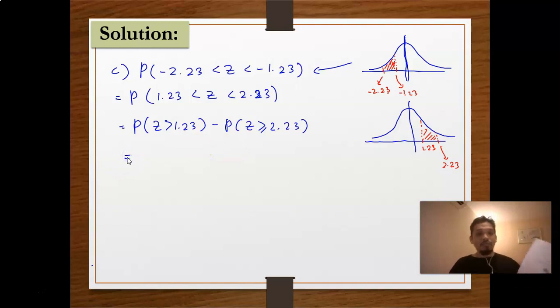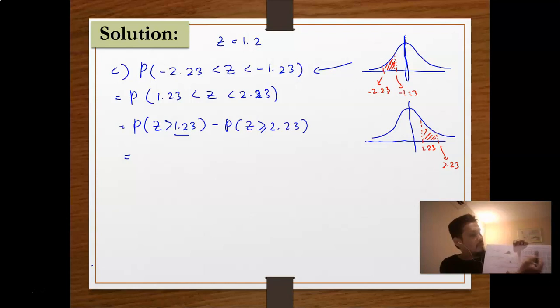So 1.23, from this table, 1.2 from Z. So find out where is 1.2 here. 1.2 plus 0.03, and then look at the value on the top here. So 1.2 plus 0.03, it is 0.1093.